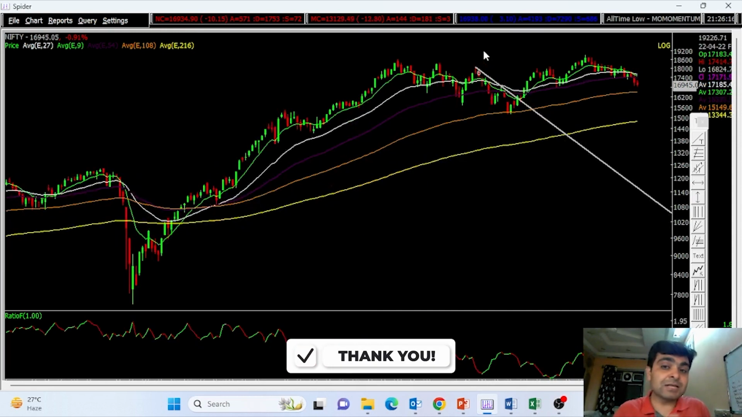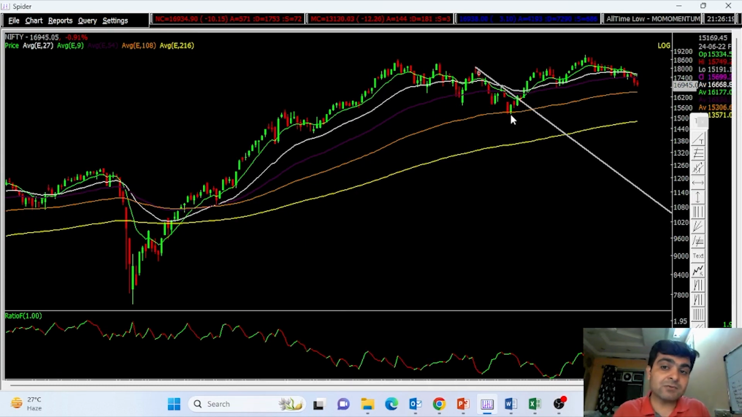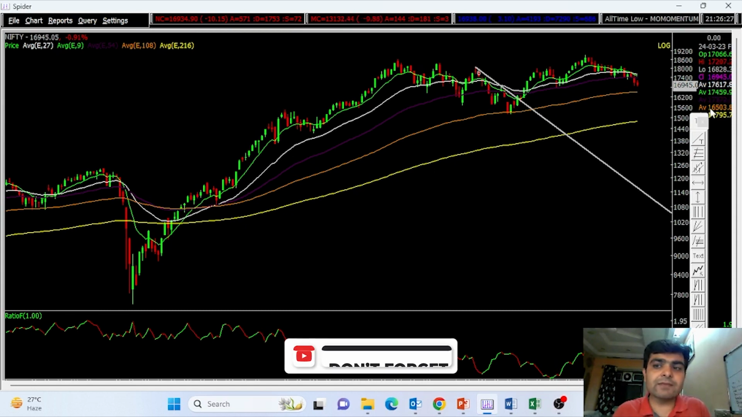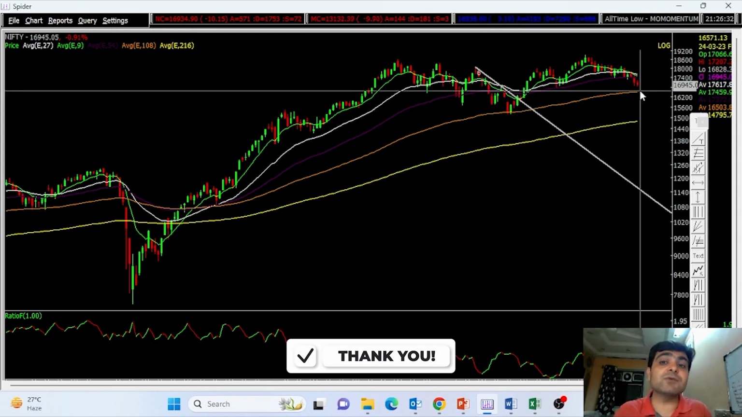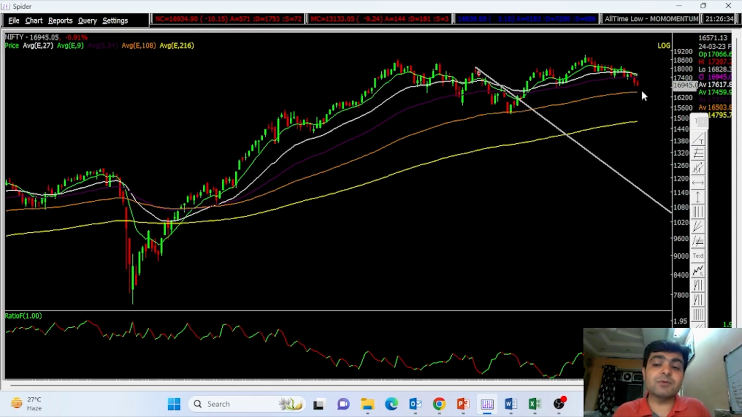Recently, whatever declining momentum we have seen, it has settled around this level, and we have seen the up move again. Right now the market is coming down and it is very much close to this level still. Right now we are at the 16,700 level, and the value of this moving average is around 16,500. So this is potentially a very good support level in the medium term, we can say.